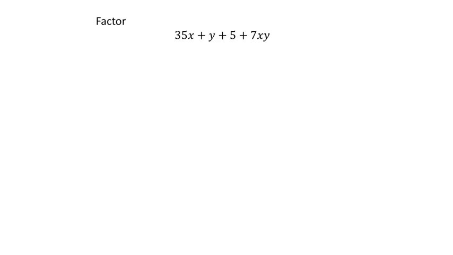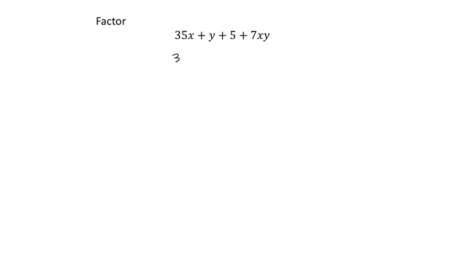All right, for this one, we've got 35x plus y plus 5 plus 7xy. Now this one, if you look at factoring this as it is by grouping, you can't factor it, right? But we know if we rearrange this, even just exchanging the y for either the 5 or the 7xy, it doesn't really matter. I, for example, am just going to switch the y and the 5.